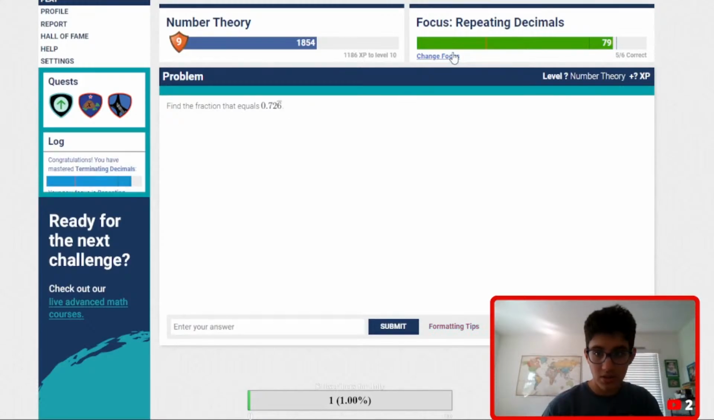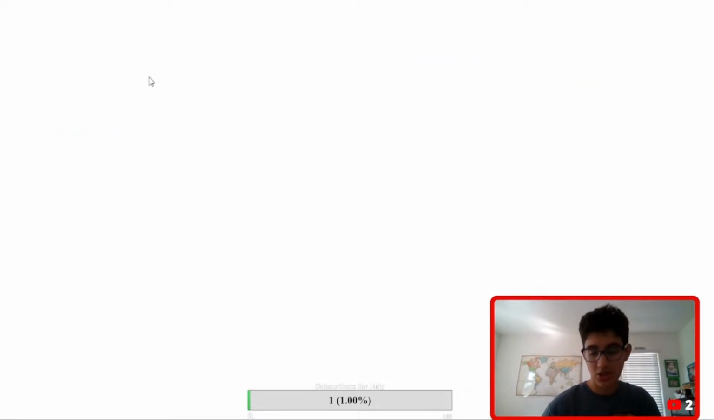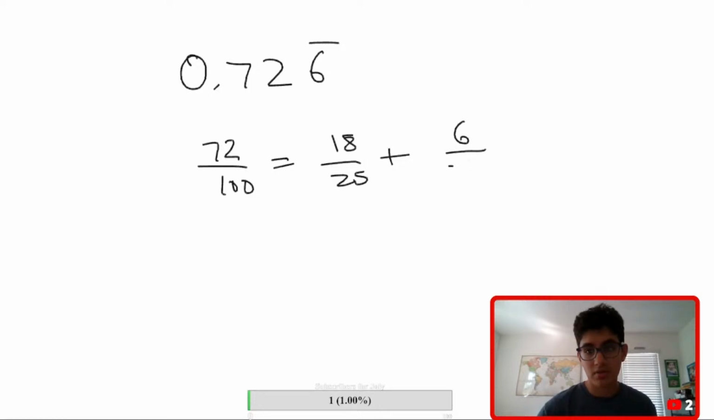So they sent us here to repeating decimals. Okay. Find the fraction. Okay, this one is not bad. So 0.72 and then 6 repeating. So it's basically 72 out of 100, which is 18 out of 25, plus 6 out of 900, right? 72 over 100 plus 2 over 3.